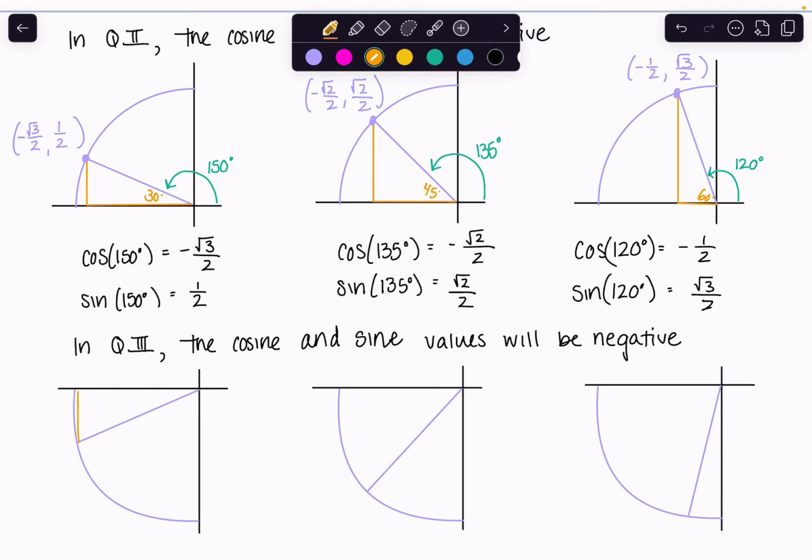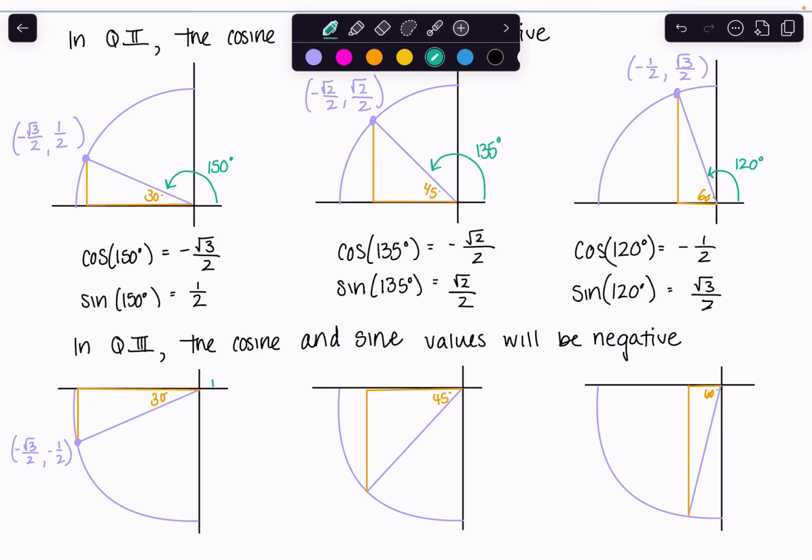Got our triangle here with that reference angle of 30. We've got our triangle here with that reference angle of 45. And then our last triangle here with a reference angle of 60. So again, my point here, the numbers do not change. They're just both negative now.